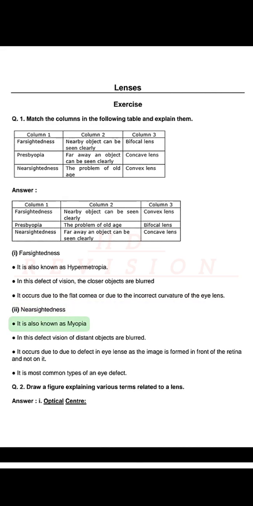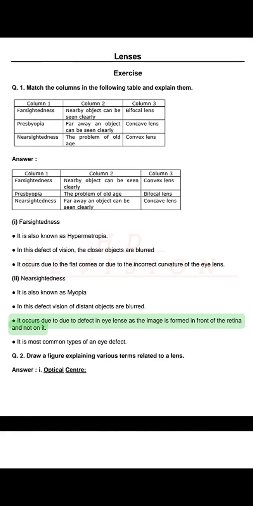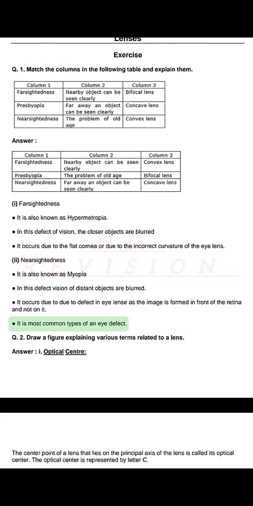Nearsightedness. It is also known as myopia. In this defect, vision of distant objects is blurred. It occurs due to a defect in the eye lens, as the image is formed in front of the retina and not on it. It is the most common type of eye defect.